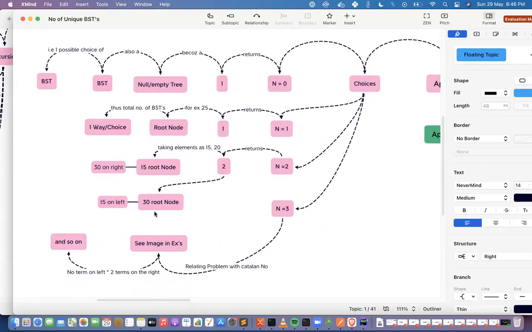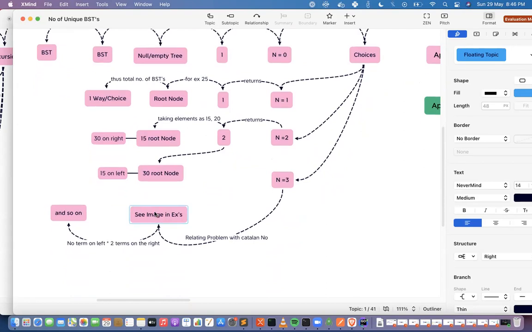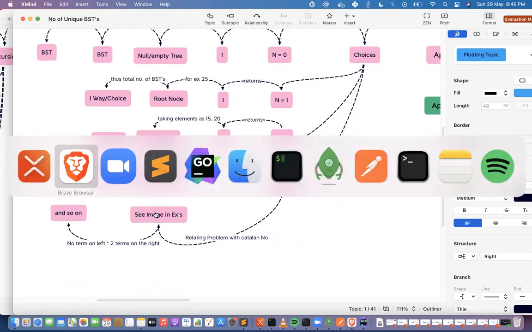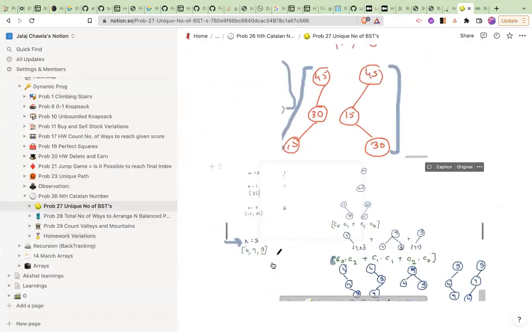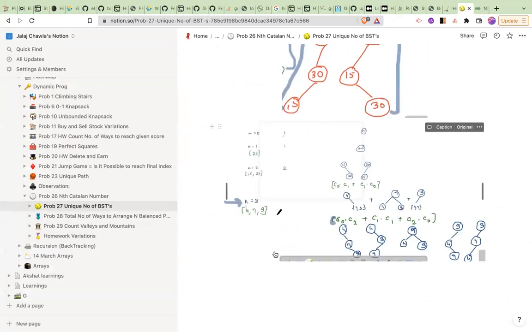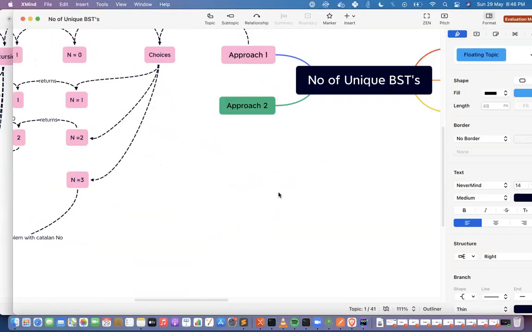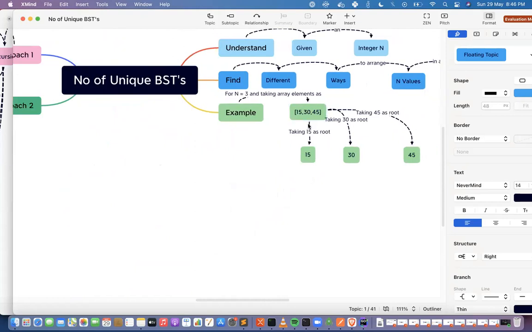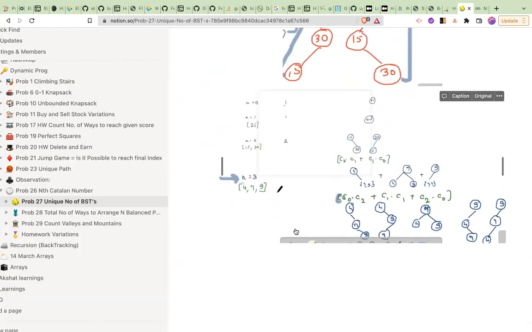I'll also be relating this when I show you the diagrams. For n is equal to 3, I've already shown you, but I can show you again. We discussed it now for n is equal to 3: basically 15 as a root, 30 as a root, and 45 as a root. We got 5 arrangements, right? But how is it related to the Catalan number?